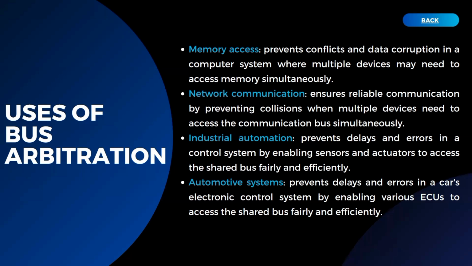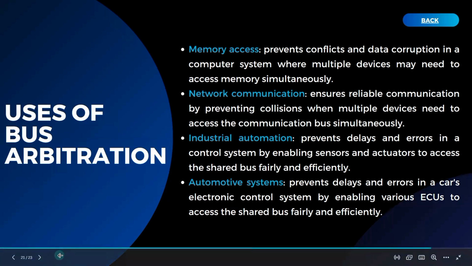Automotive systems. In modern cars, various electronic control units, ECUs, communicate with each other over a shared bus to control various subsystems such as the engine, transmission, and entertainment system. A bus arbitration mechanism ensures that the ECUs can access the bus fairly and efficiently, preventing delays and errors in the system. Overall, bus arbitration is a critical component of many computer systems and devices that rely on shared communication buses. Now, let's see some issues.